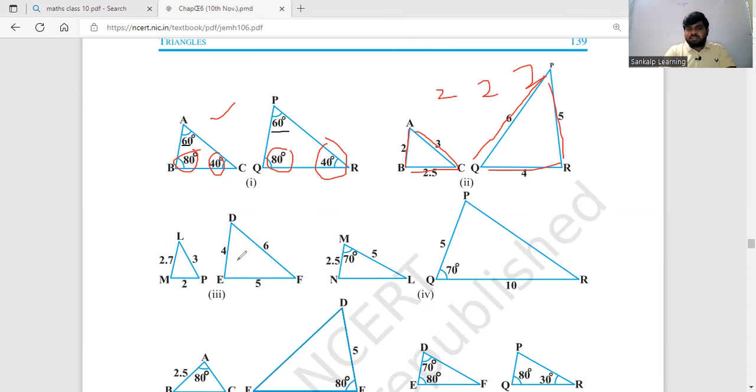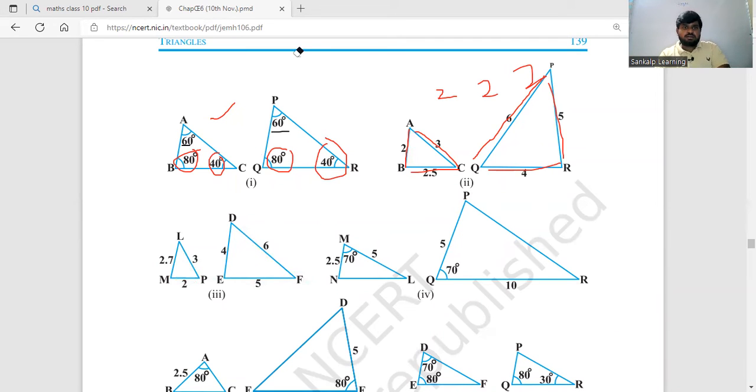In this triangle, if you observe, this is 3 and this is 6. DF is 6. Take the ratio 6 by 3, it becomes 2. Again, 5 by 2, it becomes 2.5. 6 by 3 is 2, 5 by 2 is 2.5. It is not equal. Okay, let's try some other method, I mean, some other ratio.